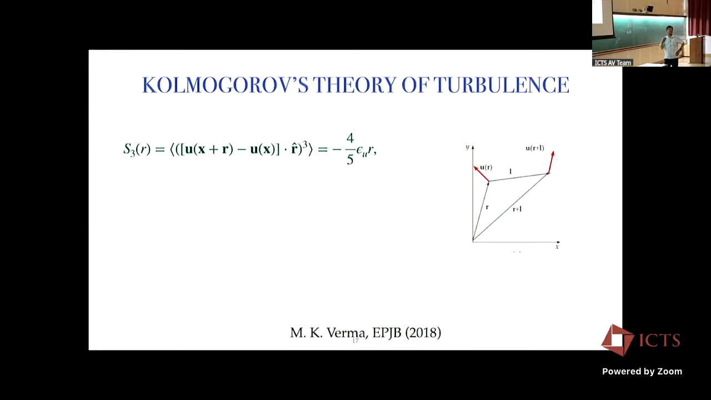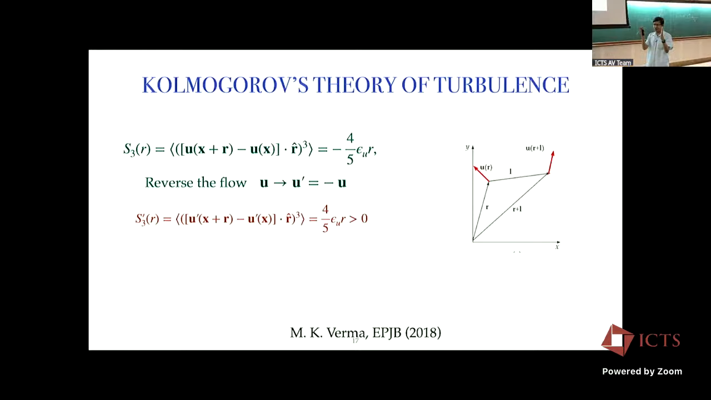Now I apply the same prescription, velocity reversed. If I reverse the velocity, what happens to S3? So U is an odd function, okay? So this formula is an odd function in U. So this is going to become negative, right? If it is a positive number, this will be a negative number, so this is going to change sign. So after this prescription, I'll get plus 4 by 5 epsilon r. Same U, but I just reversed it. Now in the reversed movie or reversed snapshot, what is the energy cascade? In fact, I can compute this flux from a given snapshot.